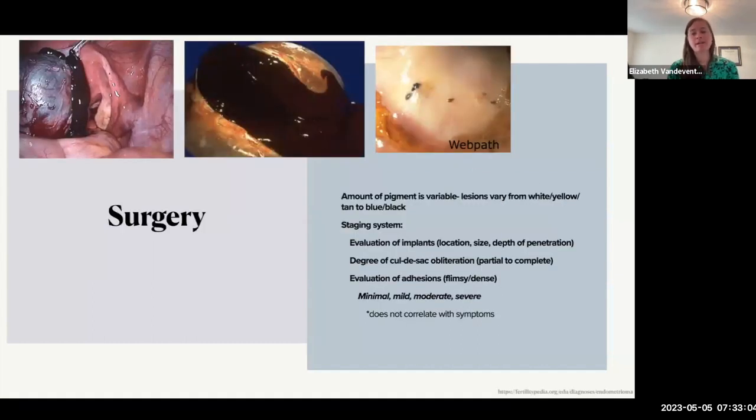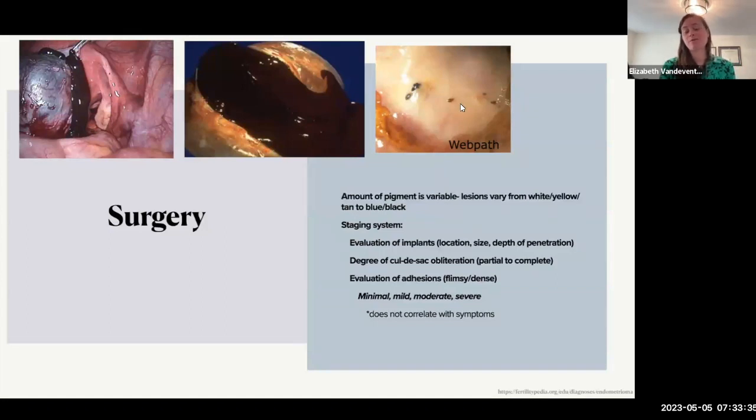What to expect at surgery? It's interesting that the amount of pigment depends on the age of the lesions. Some of them that have chronically bled might be black, or some of them that are newly bleeding might be more tan. It's hard to know. But these two are examples of why an endometrioma is called a chocolate cyst. You can see that as they cut open this lesion, there's all this thick coagulative brown colored substance coming out that's thought to represent the chronic hemorrhage.